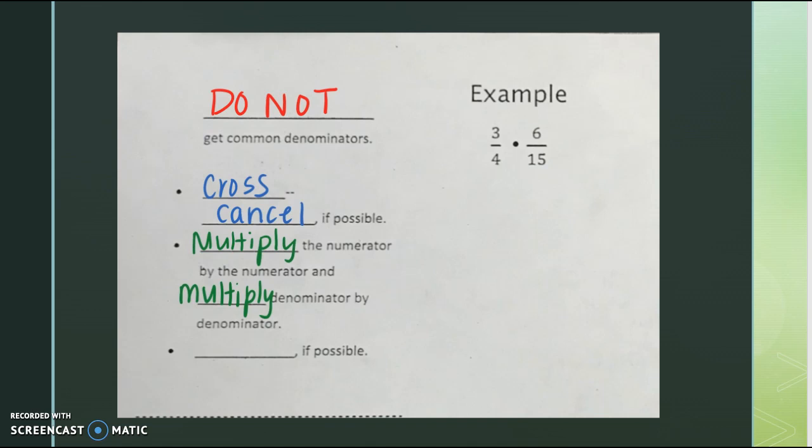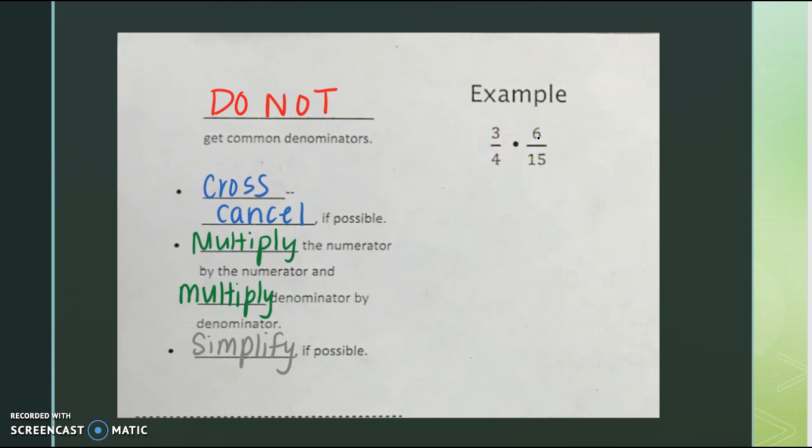And our very last step, which is going to be the last step for everything, is going to be to simplify if possible. Now, if you have already cross canceled as much as you possibly could, you should not have to simplify at the end. If you end up having to simplify at the end, that just means you didn't fully cross cancel, which is not a big deal. Either way, you actually end up getting the same answer. So we're going to go ahead and start with our example problem, 3/4 multiplied by 6/15.